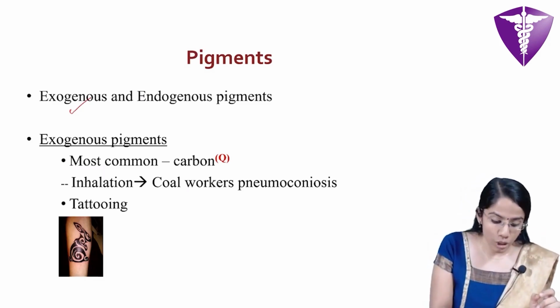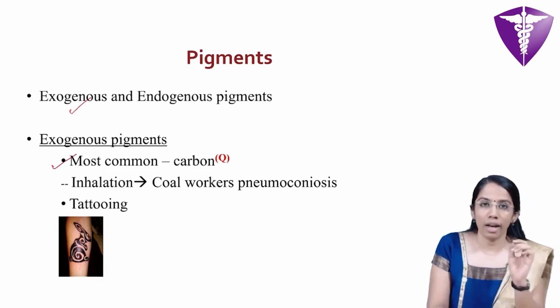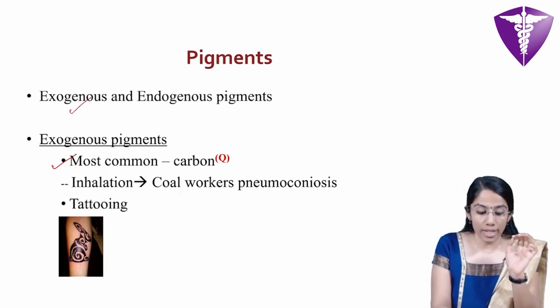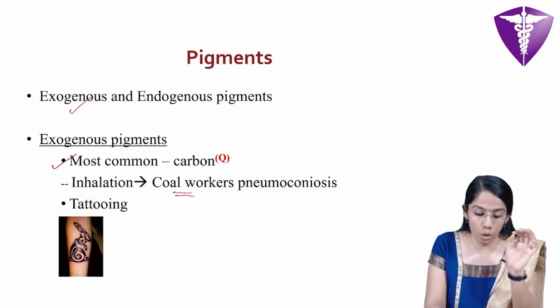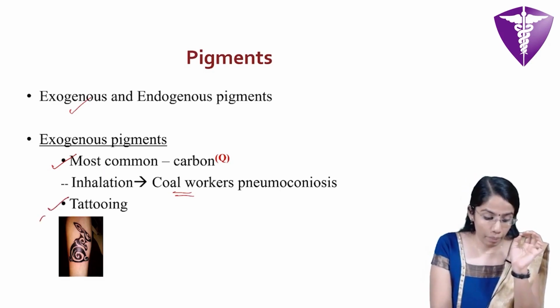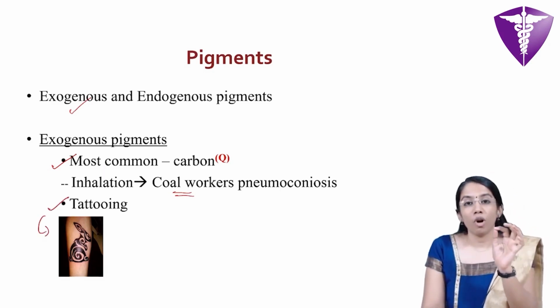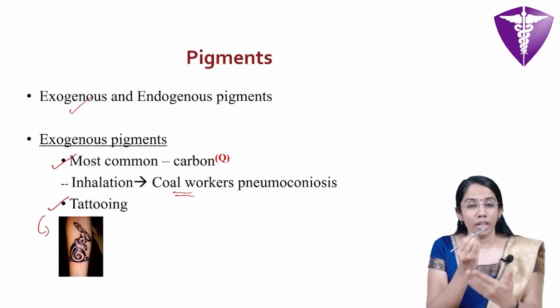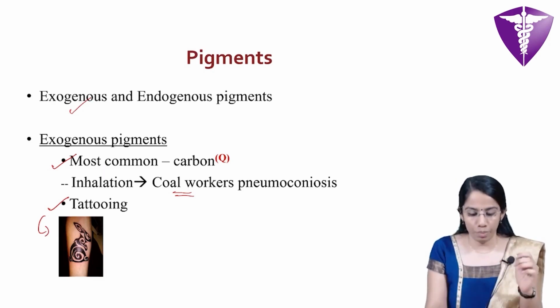Examples of exogenous pigment, most common is carbon. In coal miners, inhalation of carbon dust over a prolonged time leads to an interstitial lung disease known as coal workers pneumoconiosis. Another example is tattooing. Tattooing is a form of localized pigmentation of the skin, and so it is seen as pigment-laden macrophages beneath the skin tissue.